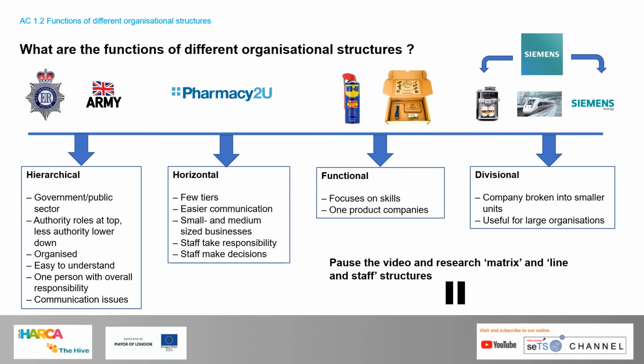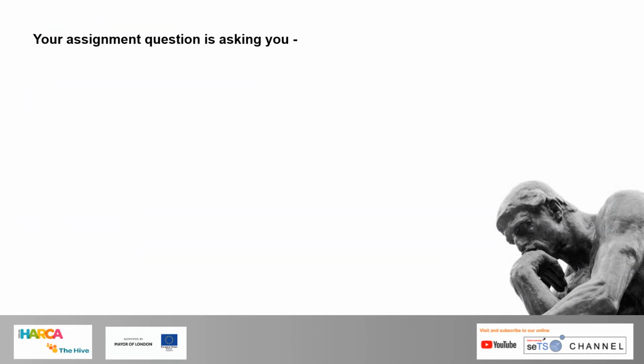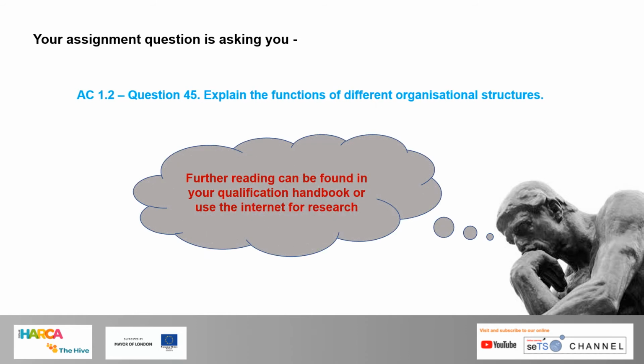Pause the video and research matrix and line and staff structures. Your assignment question is asking you, for question 45, to explain the functions of different organisational structures. So you have hierarchical, horizontal, functional, and divisional. Further reading can be found in your qualification handbook or use the internet for research.